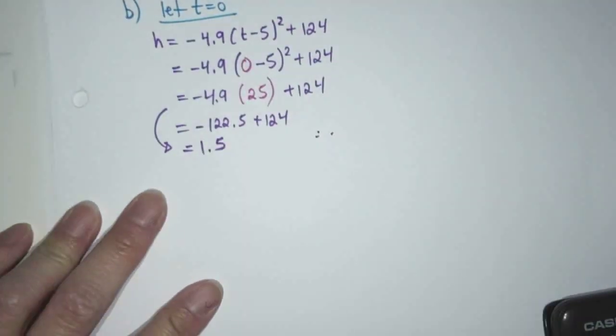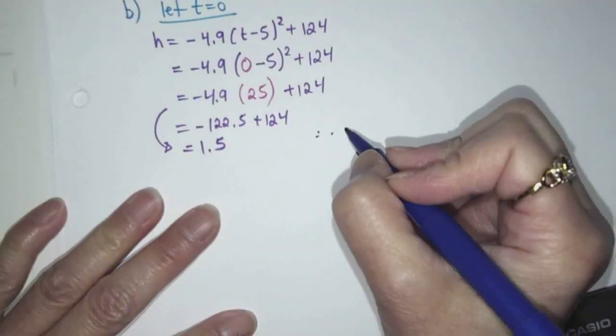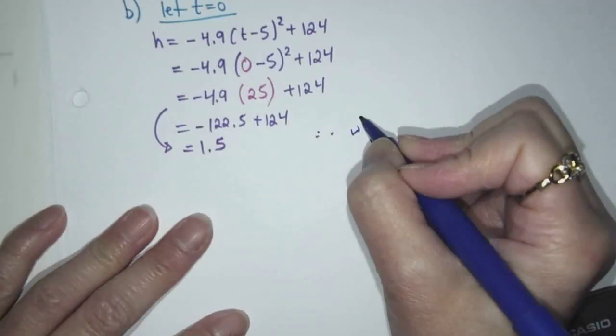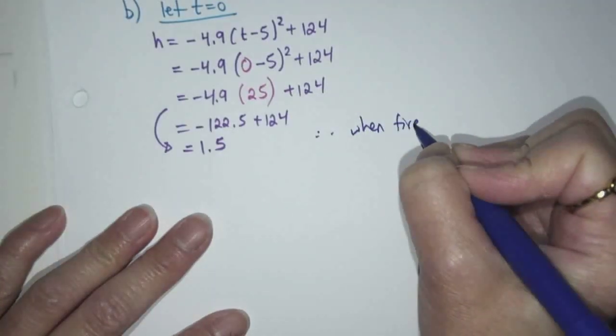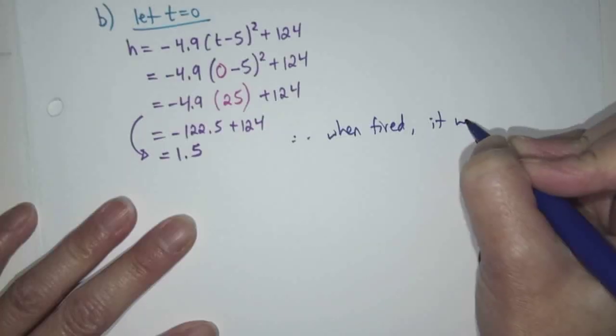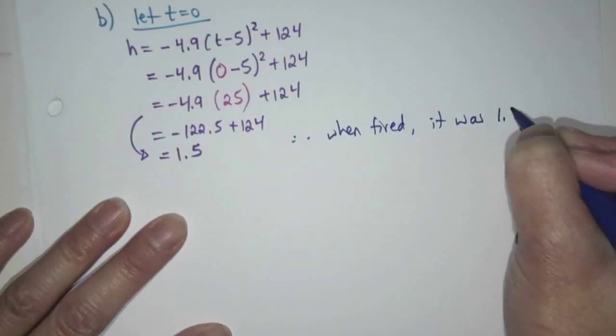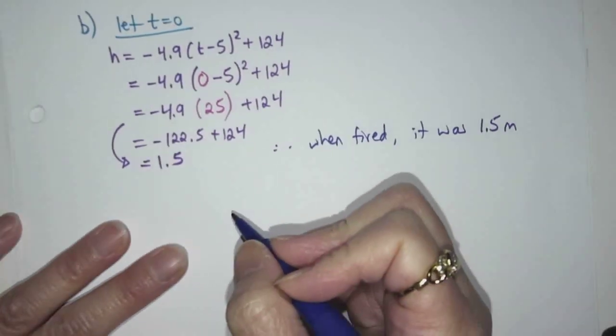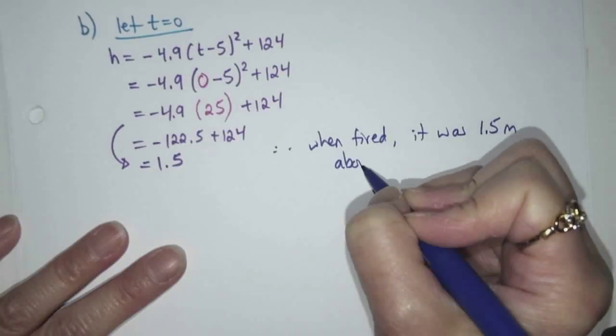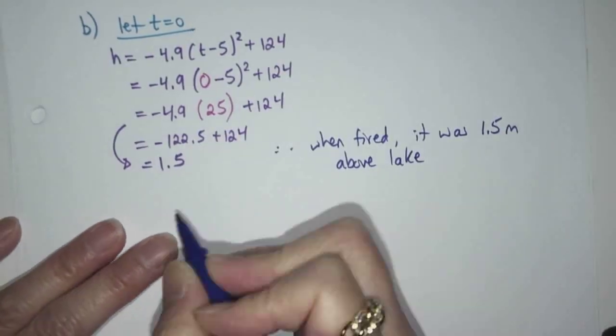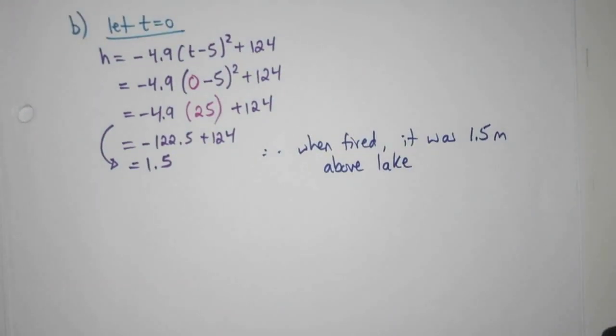So therefore, when fired, it was 1.5 meters above the lake. You don't need a big sentence, but just enough so you can be clear.